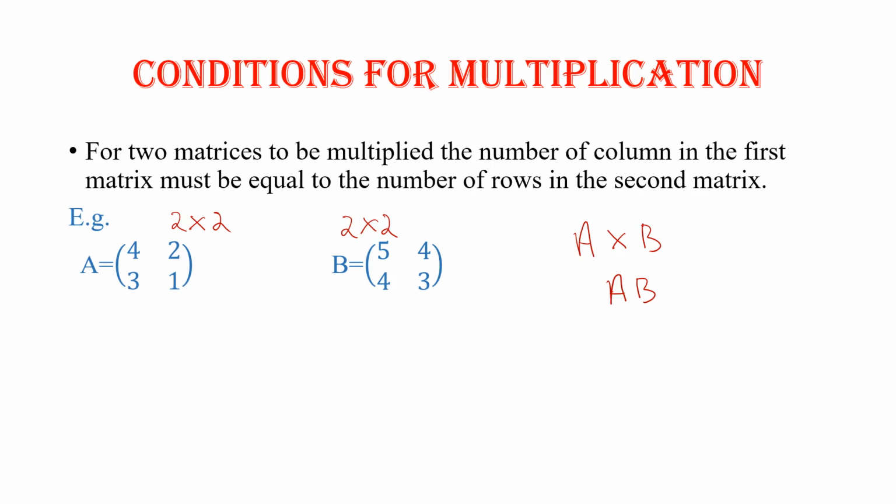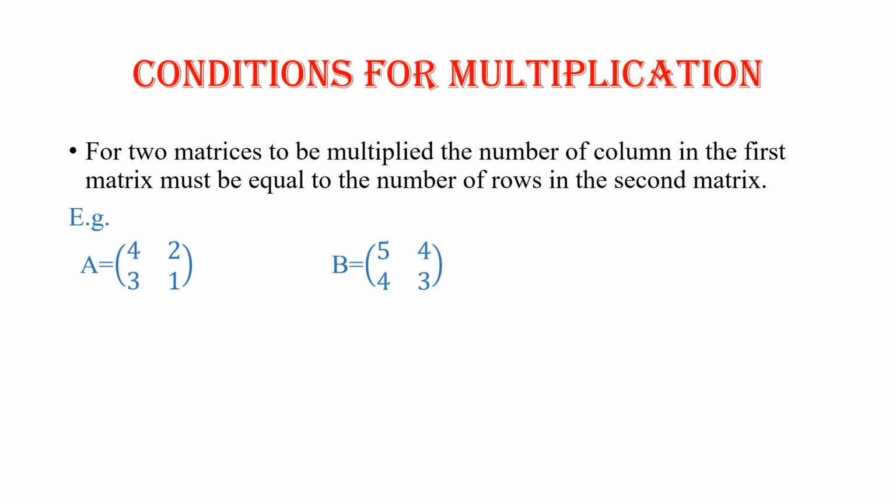But let's look at what the 2 represents. This first 2 here is row by column. And here we have row by column. And according to the statement above, for two matrices to be multiplied, the number of columns in the first matrix must be equal to the number of rows in the second matrix. And this is true here. Look at it. The number of columns in the first matrix is equal to the number of rows in the second matrix. If these numbers are equal, then we could say that these two matrices can be multiplied. You could multiply A with B.